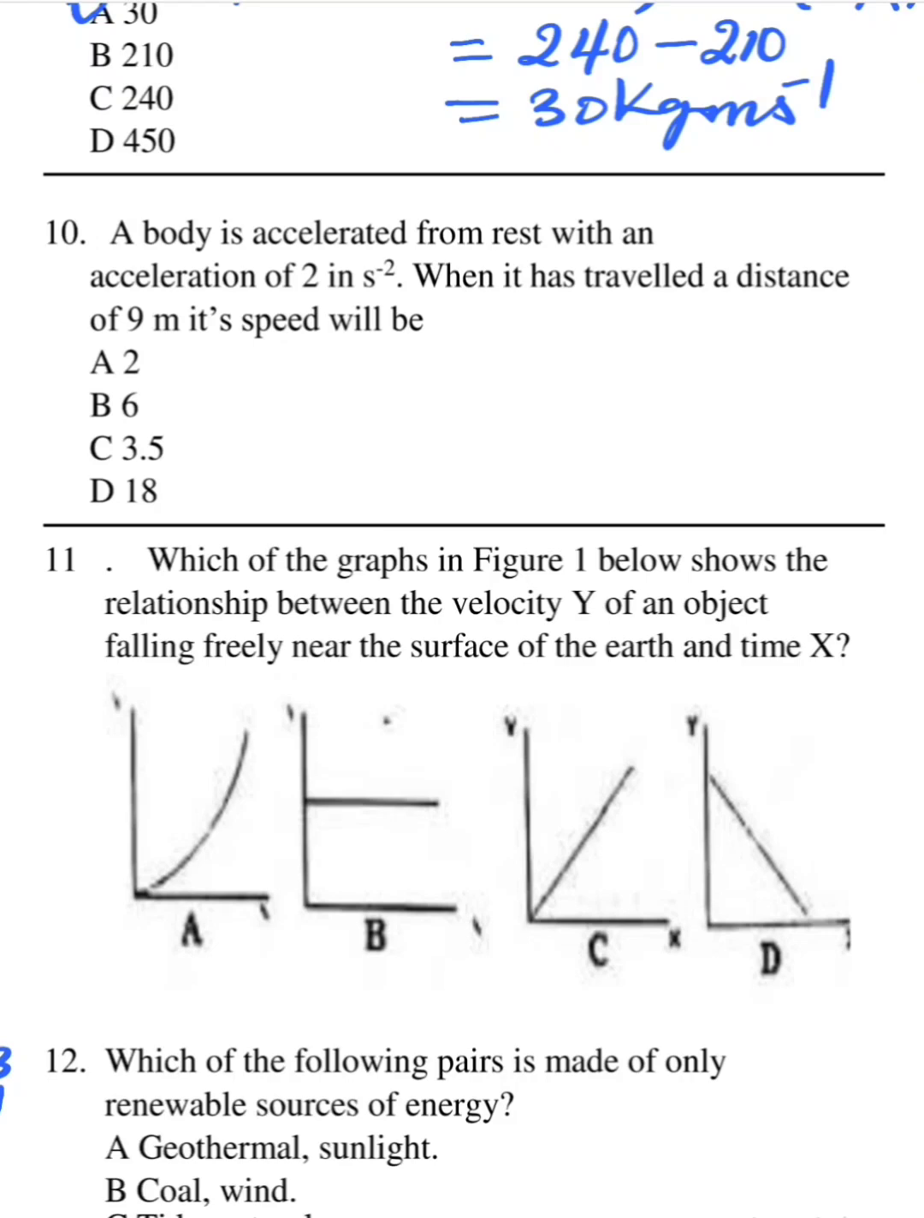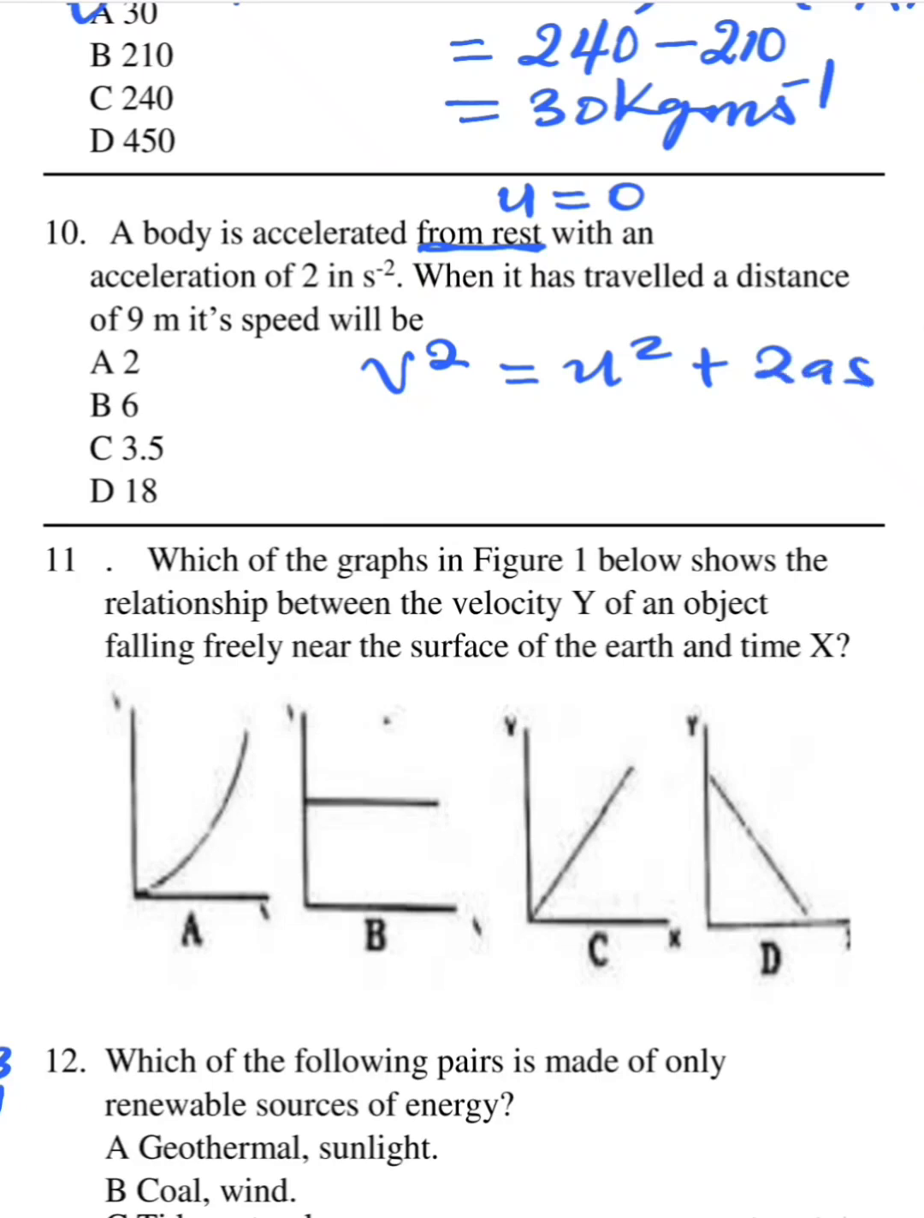In number 10, a body is accelerated from rest with an acceleration of 2 meters per second squared. When it has traveled a distance of 9 meters, its speed will be. So in this case, when a body starts from rest, it's a key word in the question. When it starts from rest, the initial velocity u equals 0. And in this question, we are looking for the speed when the acceleration and the distance have been given. So the best equation to use is v squared equals u squared plus 2as.